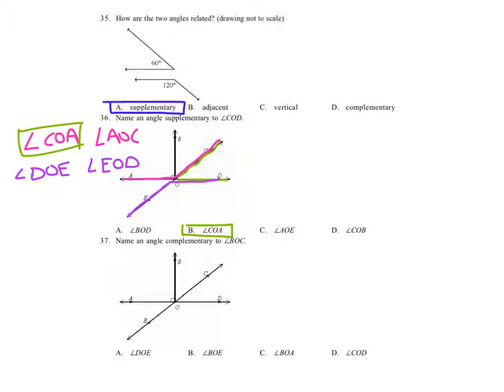Let's trace BOC out. We'll do it again in green. And we need an angle complementary to it. Complementary adds up to 90. So notice what we see here. We get rid of that for a second. We see this right here, telling us that this angle, angle AOB, is 90 degrees.